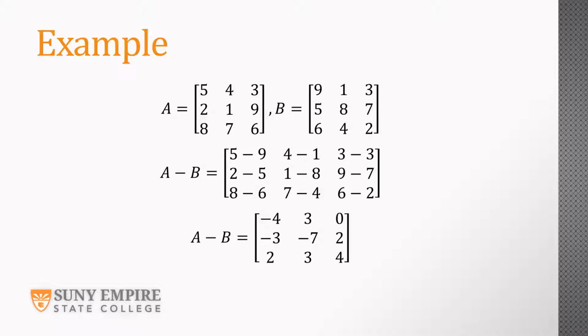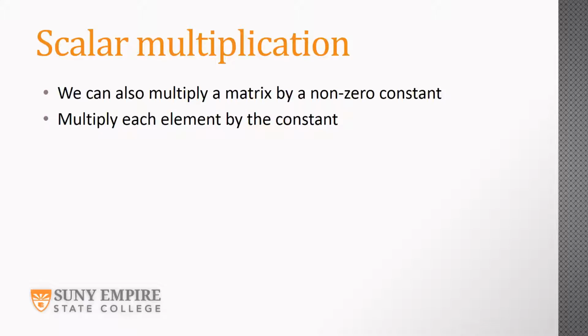When we do the math, we find that matrix A minus matrix B is equal to negative 4, 3, and 0, then negative 3, negative 7, and 2, then 2, 3, and 4.